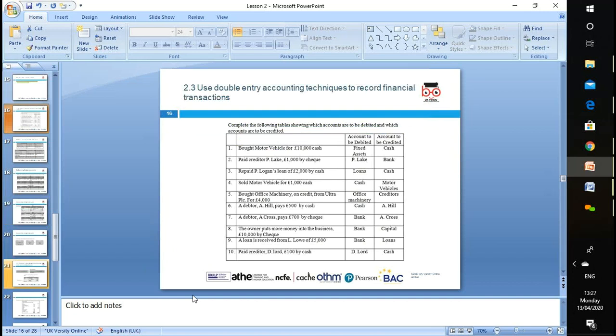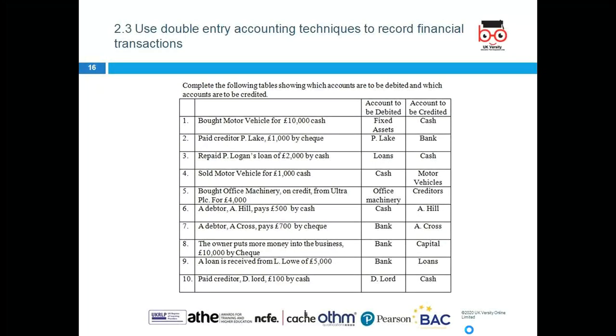Oh, sorry. I missed this slide. So we need to go through 2.3 instead of 2.4. So 2.3 is all about double entry bookkeeping. So you will see there what we did. We bought a motor vehicle. I'll upload the slide for you further. We're using that concept.